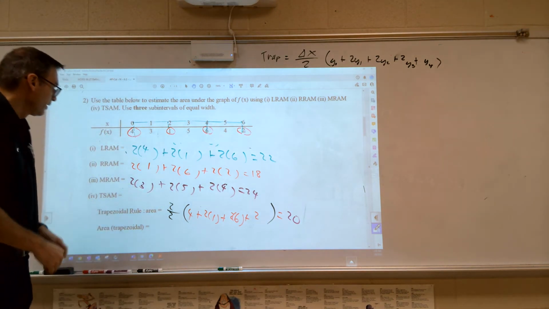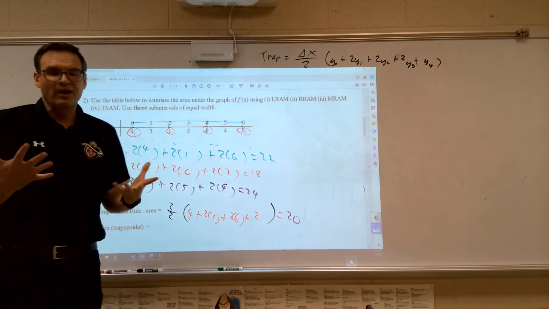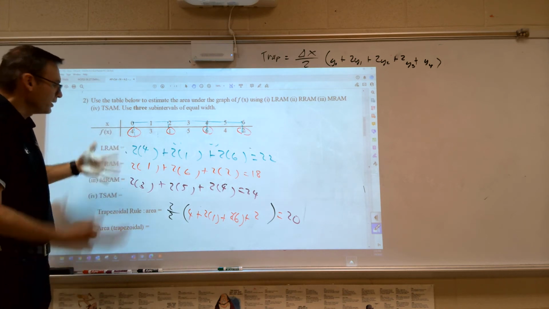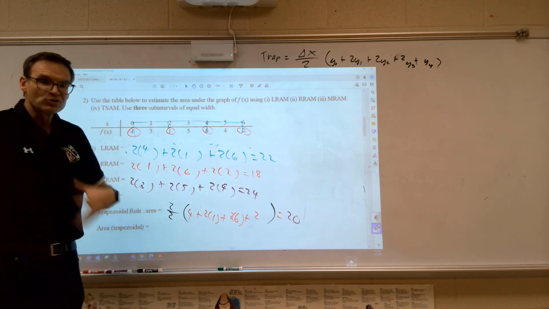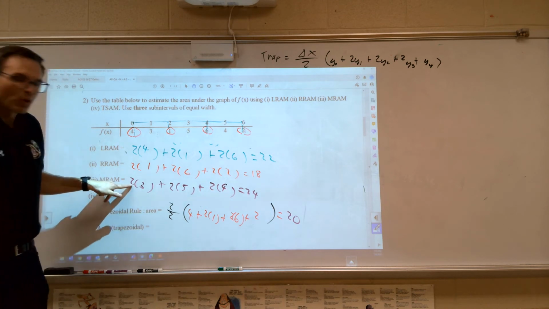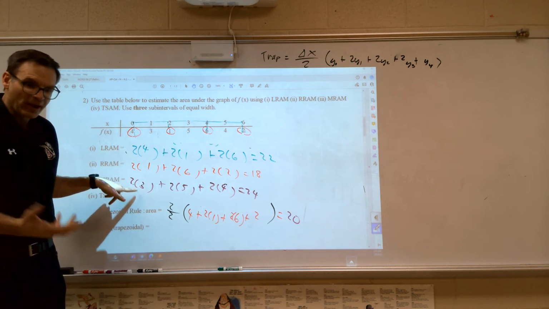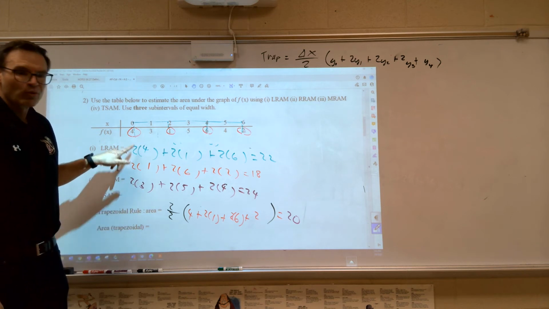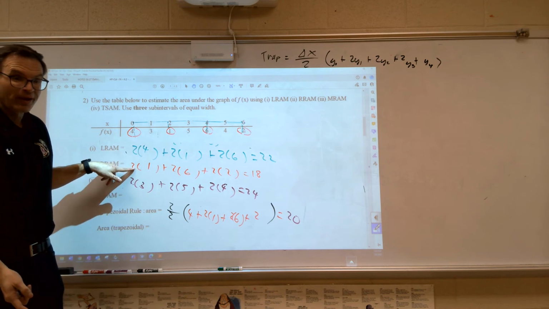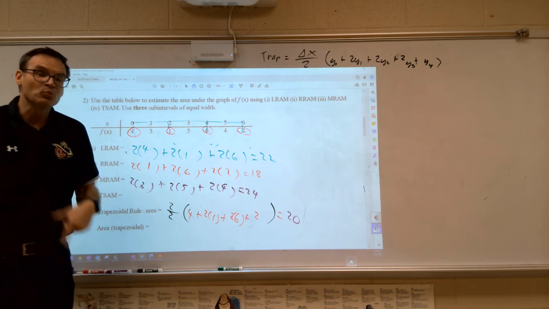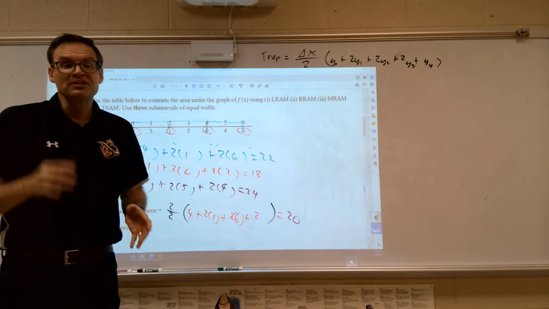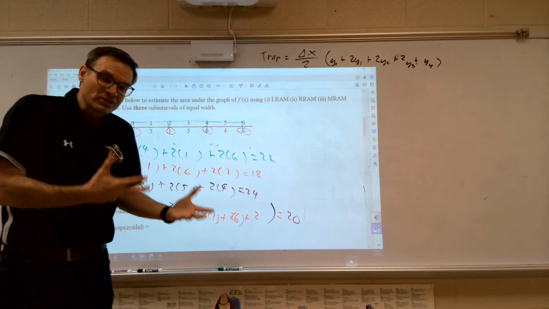So now, these are our 4 methods of approximating area. We can get our height. 3 of them involve rectangles where we get our heights at various spots. One of them uses a trapezoid. Now, here's the interesting part with the trapezoidal rule. Remember how I told you that MRAM was not the average of LRAM and RRAM? Turns out, if you average LRAM and RRAM, that's the exact answer you get with a trapezoidal rule. Now, I've never seen a question that actually uses that on the AP exam, but I always tell my students that.